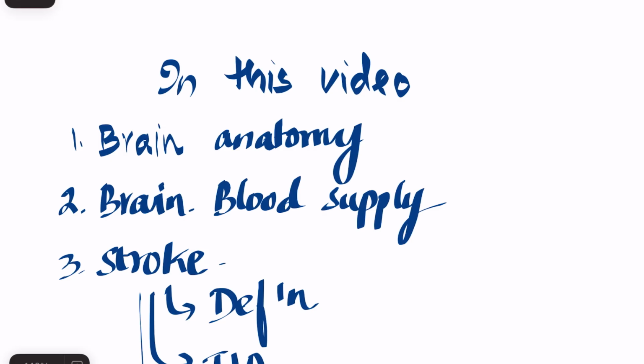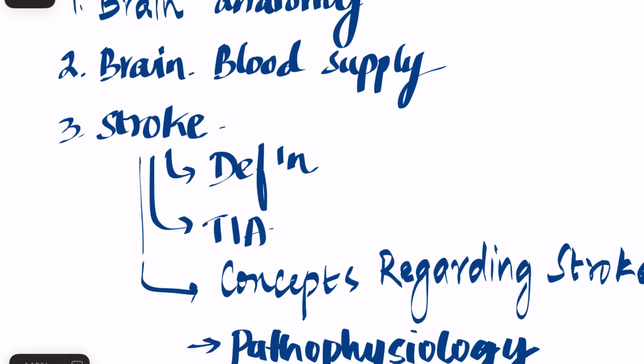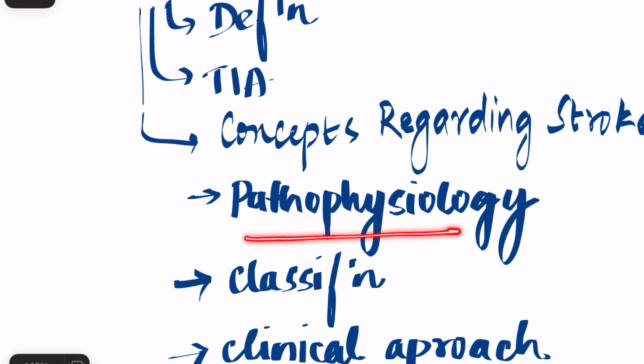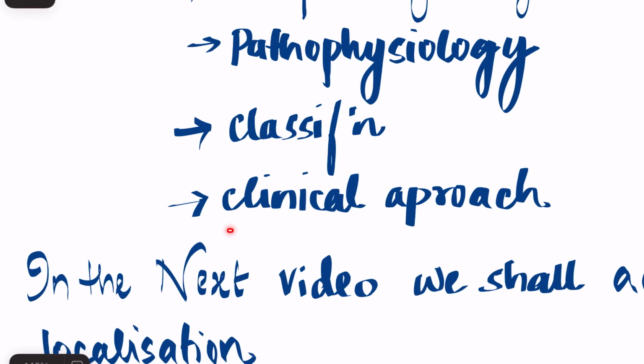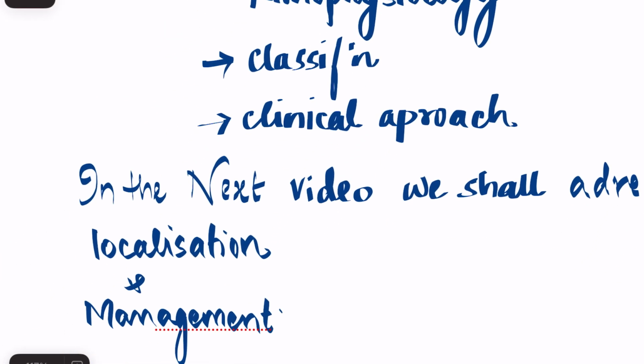In this video, we have seen brain anatomy, blood supply, and stroke. And in stroke, we have seen its definition, how it is different from TIA, and we have also addressed concepts regarding stroke such as its pathophysiology, classification, and clinical approach. In the next video, we shall address localization and management of stroke.